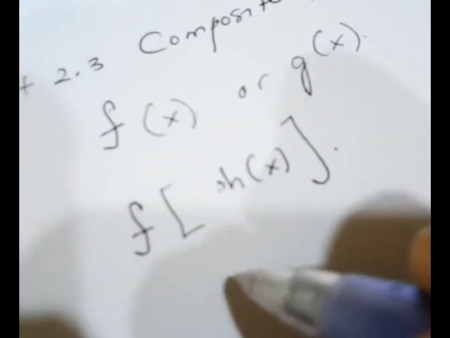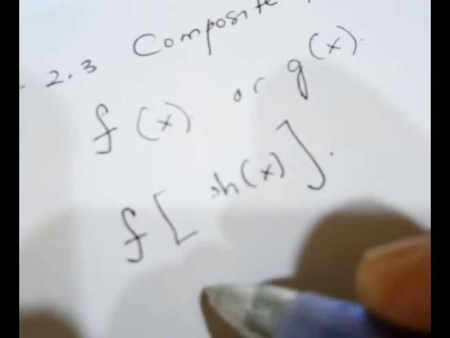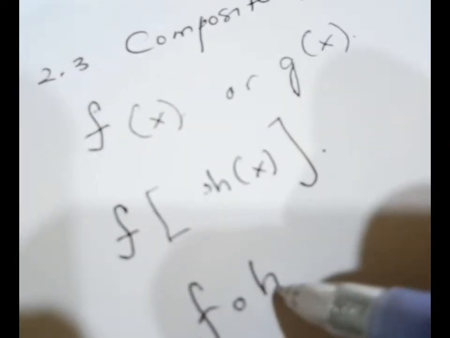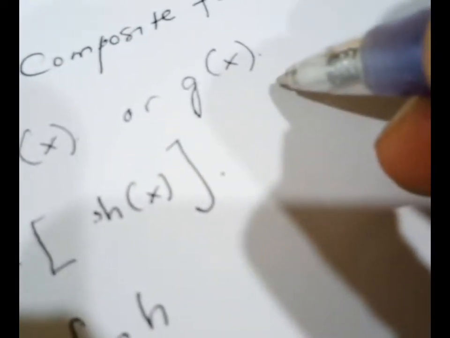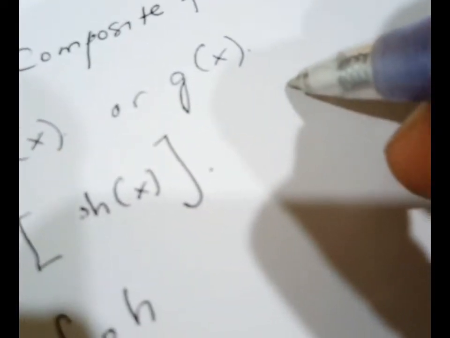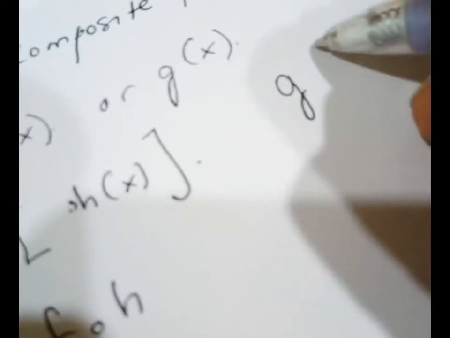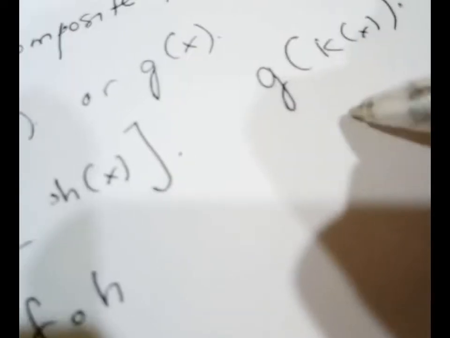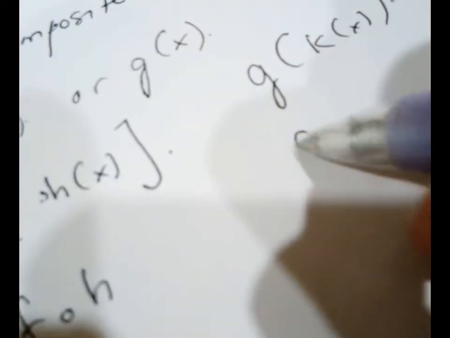The notation for composite function is f o h. If, let's say, g(x) is a function, maybe g is a function of k(x), so the composite function is g composite k.